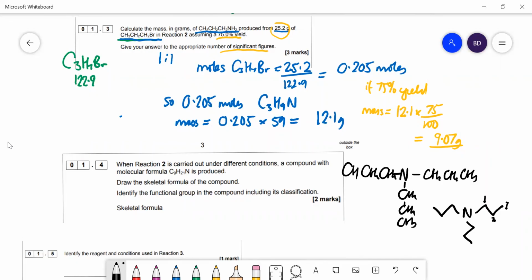Identify the functional group in the compound. Well, it's an amine once again. But its classification, we classify that as a tertiary amine. Okay. Right.